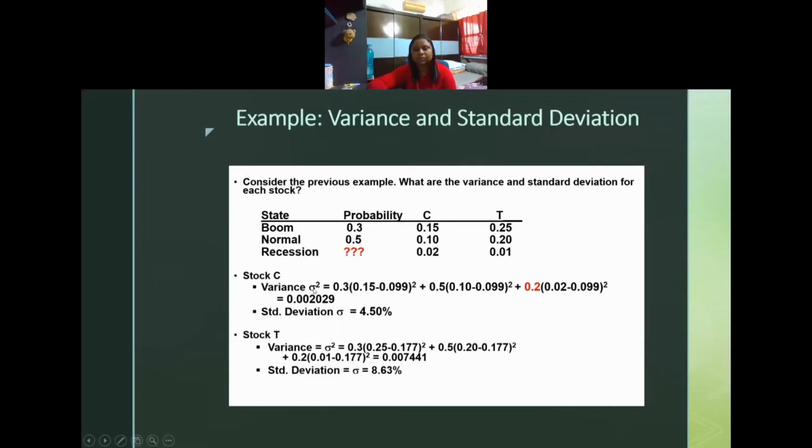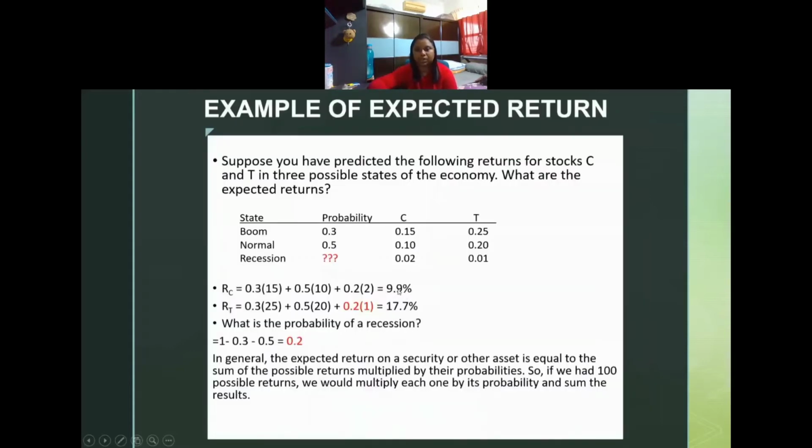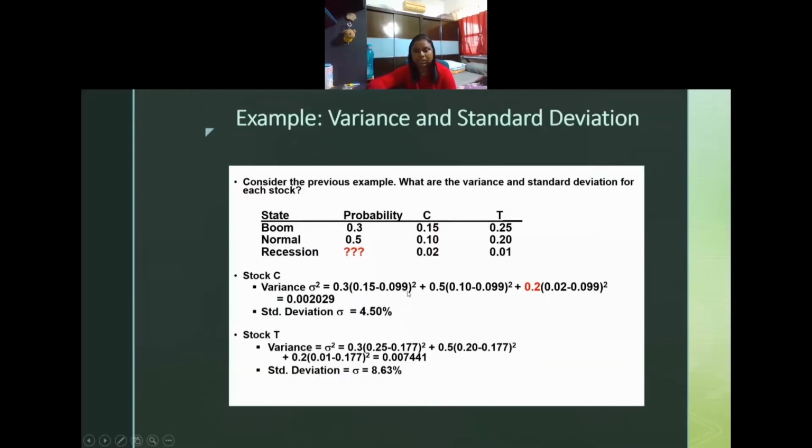To calculate the variance, we take the probability 0.3 and then the figure of stock C, 0.15, minus 0.099. How do you get 0.099? In your previous slide, you have 9.9%, so you divide by 100 and you get 0.099, and then square it. Basically this is how you have to do it. I repeat again: you take 0.3 over here, then put a bracket 0.15 minus 0.099, close the bracket and square it. That's how you apply for the figure too.